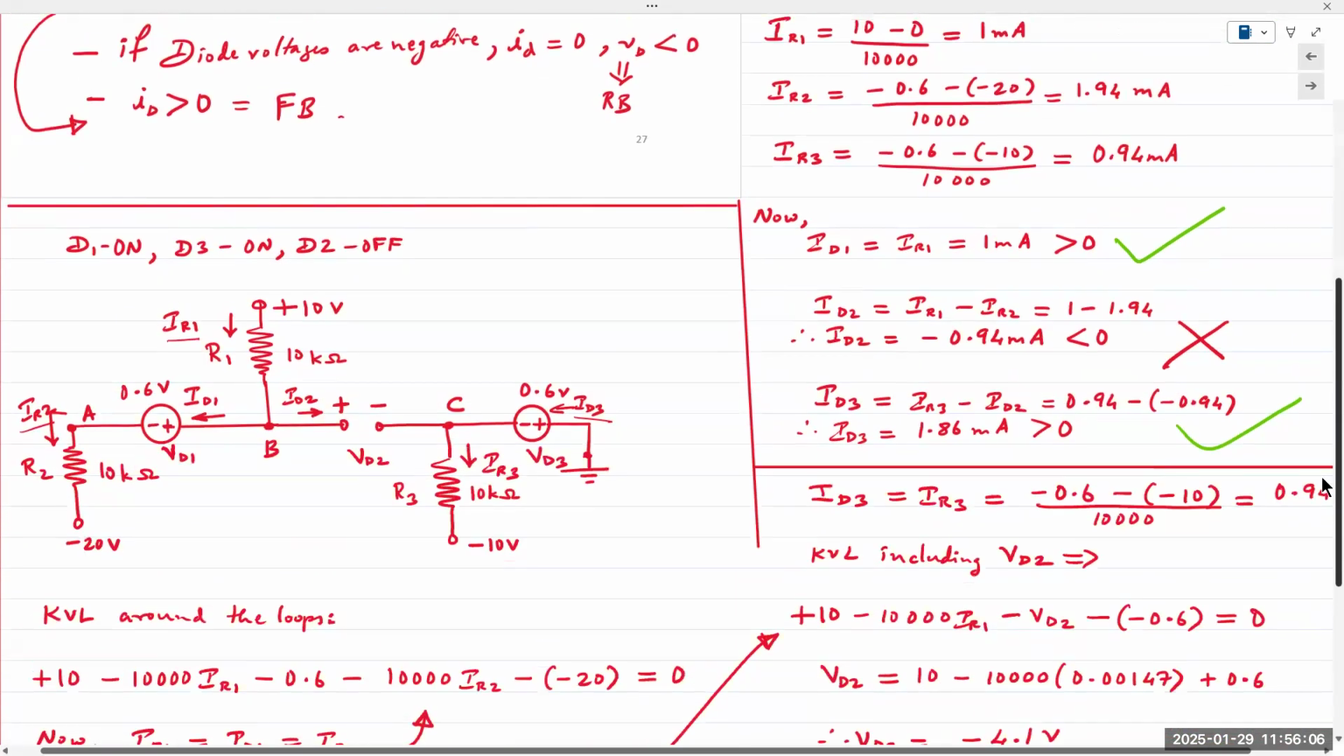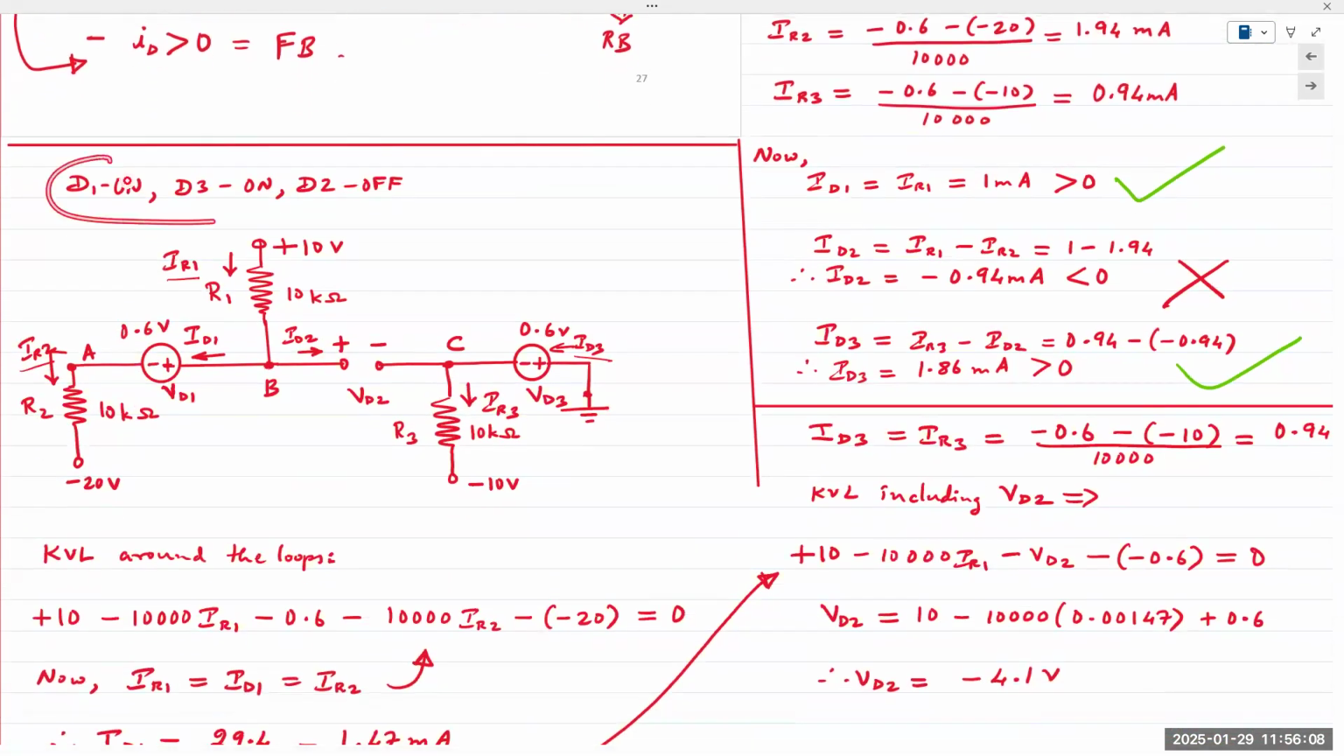So I'm going to change my assumption, and now I'm going to assume D1 and D3 on and D2 off. And again, this might also turn out to be incorrect. We don't know. So if that's the case, then my circuit is broken up. Right here, D2 is off. So now it's 2 separate parts. This part is completely in series, and so is this. Make sense? And so this becomes rather straightforward.